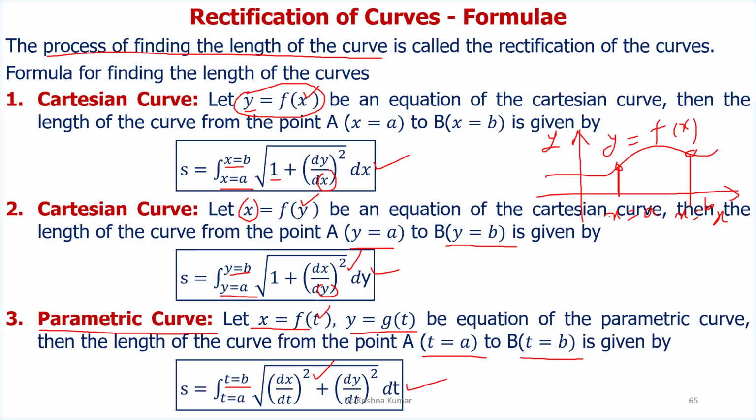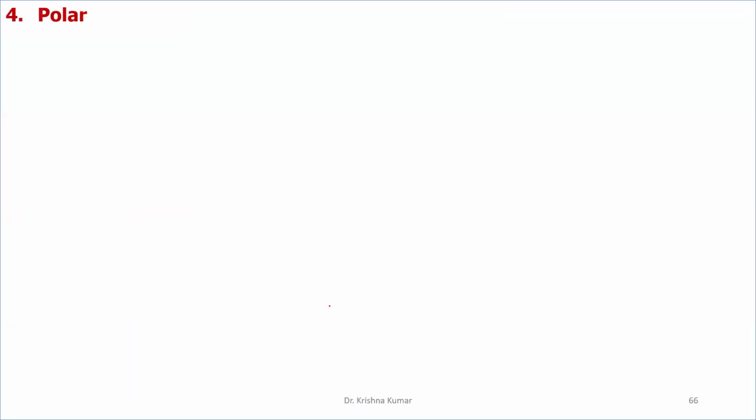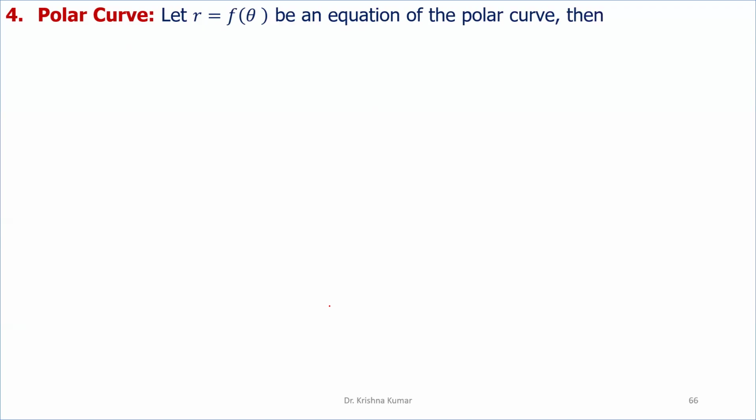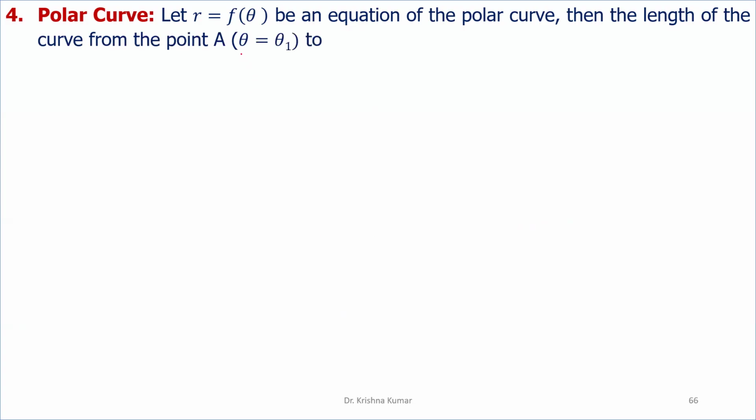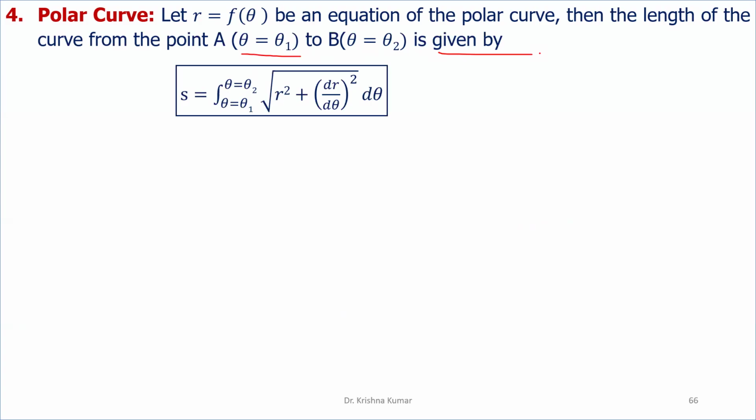Let us take the next formula for polar curve. Let r is equal to f of theta be an equation of the polar curve. Then the length of the curve from the point A, theta equal to theta 1, to B, theta equal to theta 2, is given by s is equal to integration under the limit theta 1 to theta 2 of root over r square plus (dr/d theta) whole square with respect to theta.